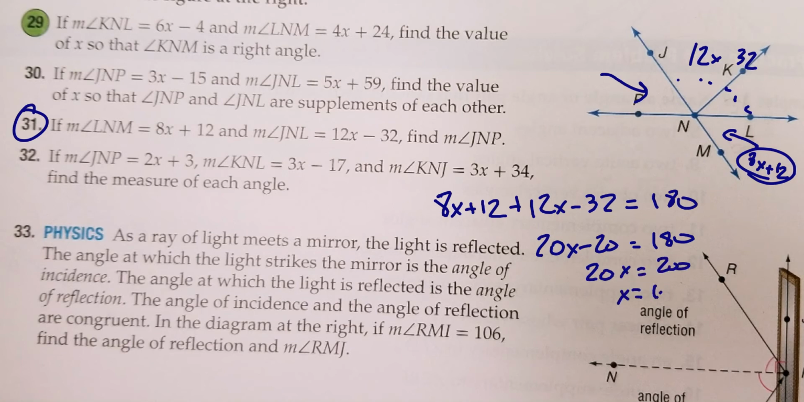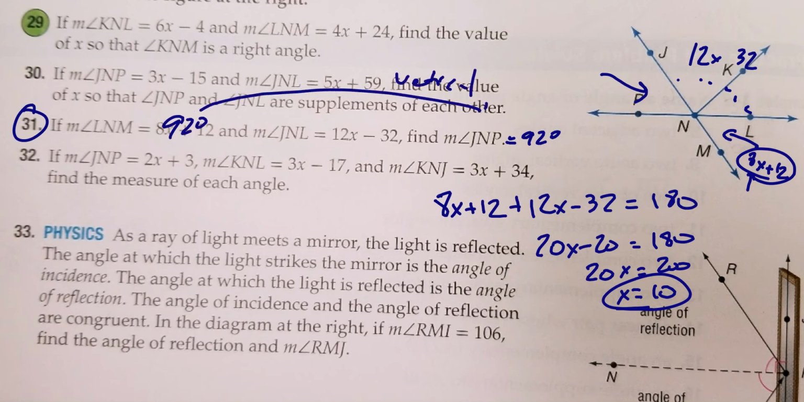X equals 10. So I plug in 10, I get 8 times 10 is 80, plus 12 is 92. So if that's 92 degrees, that means the measure of JNP has to be 92 degrees. Because if I plug in 92 degrees, these are vertical angles. So vertical angles are congruent, that's why they're both 92. And that's it for 31.